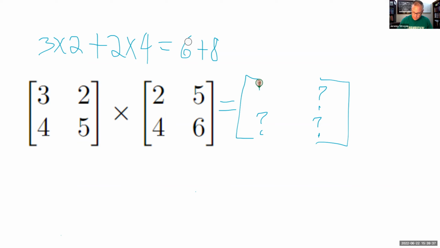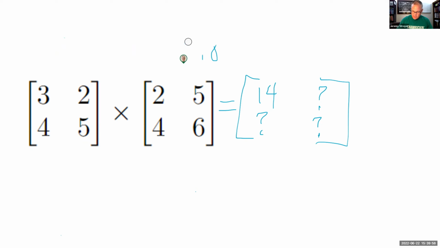14. And that process might seem a little weird, but we're gonna go through that process 3 more times to find the answers in these other 3 locations for the answer to this matrix multiplication problem, and you'll start to get a sense for the feel of the pattern and how we move. Okay.